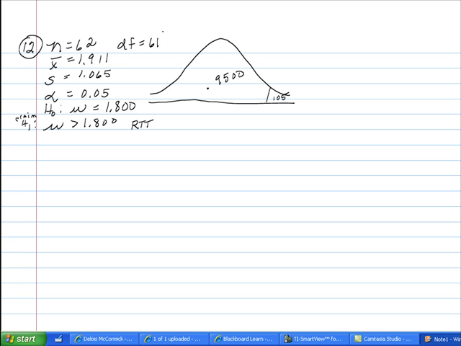Now what we want to do is find the value of our test statistic. So we want to take our mean from our sample minus the mean from the null hypothesis test, times the square root of 62, square root of n, over our standard deviation. Okay, so this is our test statistic.